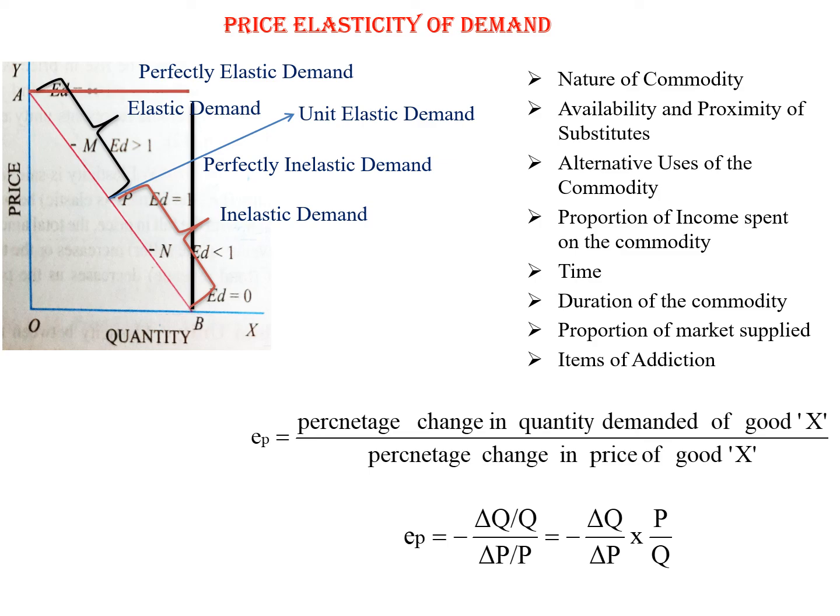Items of addiction. Suppose you are consuming tobacco or cigarettes. Elasticity will be almost perfectly inelastic. It means increasing the price of cigarettes doesn't mean consumption will go down, or decreasing the price doesn't mean consumption will increase. That's why the government tries to get more and more taxes from all addictive products.